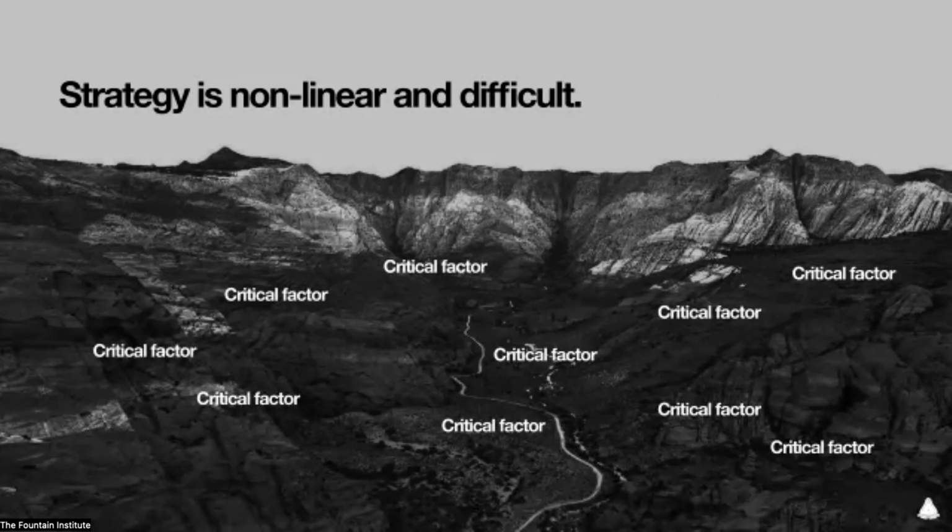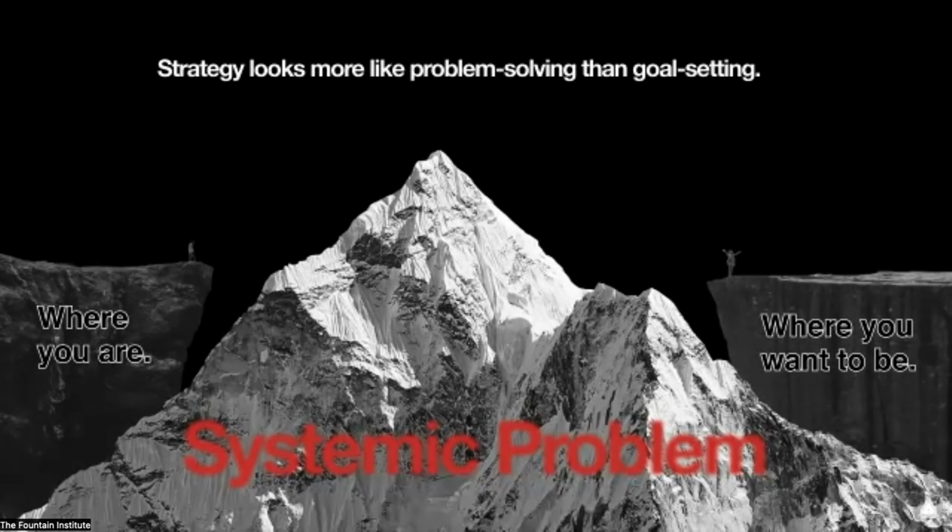Strategy is nonlinear and difficult. There are a million critical factors, and you need to set out to discover what those critical factors are before you can come up with a way to overcome them. Because this systemic problem is going to be big. It's going to be an organizational problem. It's going to be a business problem. It's not just going to be a user problem.